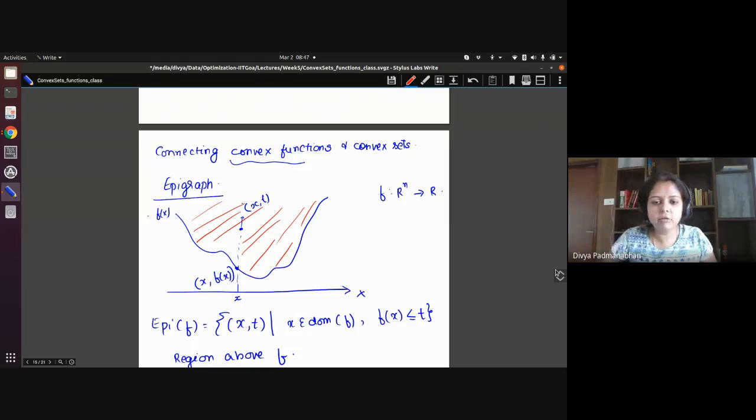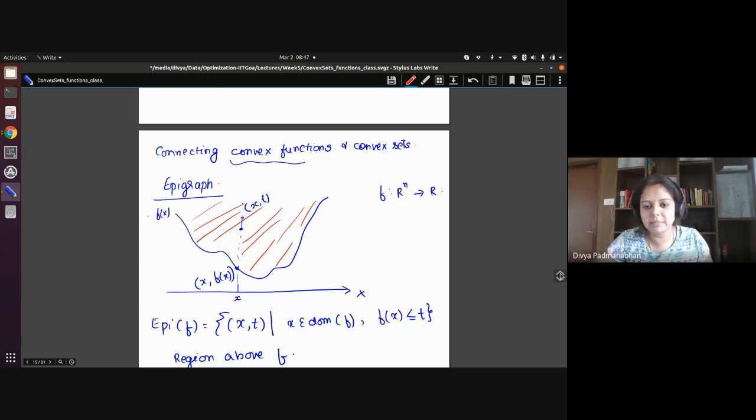The epigraph is an object which you define in one dimension higher than the function itself. So what I mean by this is if you have f as a function from R^n to R, so that's this line here, this function, it's another line, the curve.